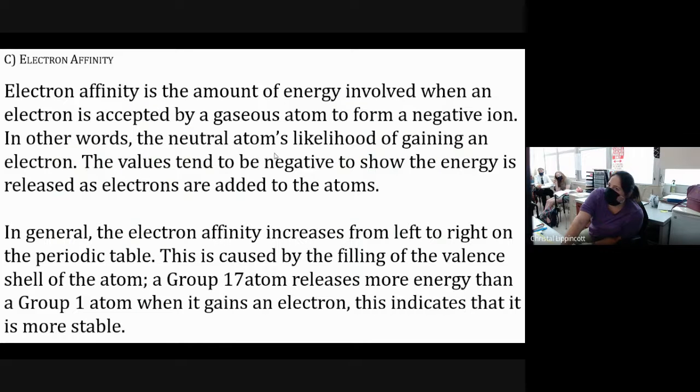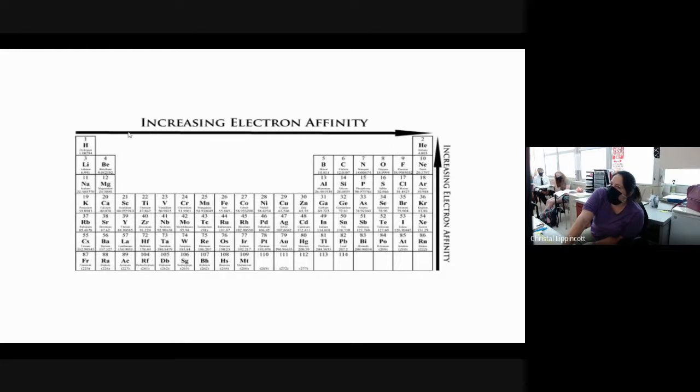Electron affinity, then, is the amount of energy involved when an electron is accepted by a gaseous atom to form a negative ion. The neutral atom's likelihood of gaining an electron. So the values tend to be negative to show that the energy is released as electrons are added to the atoms. So as we go across here, it's going to increase in electron affinity.